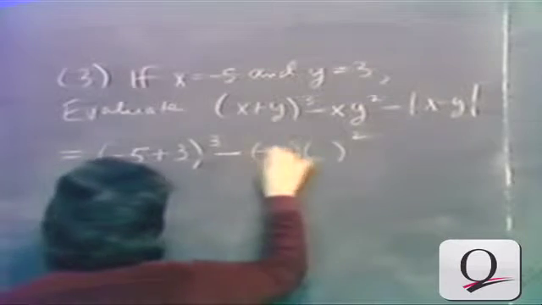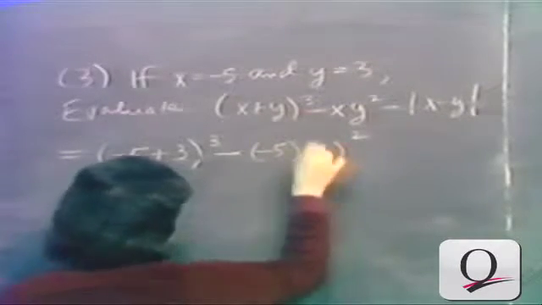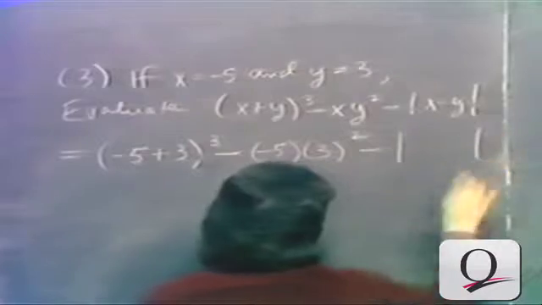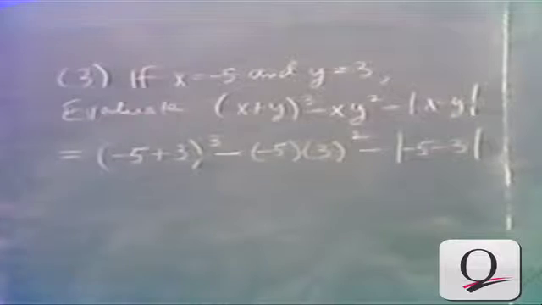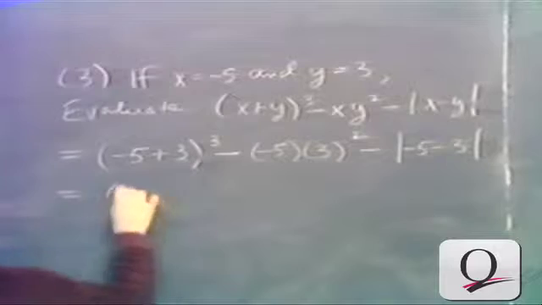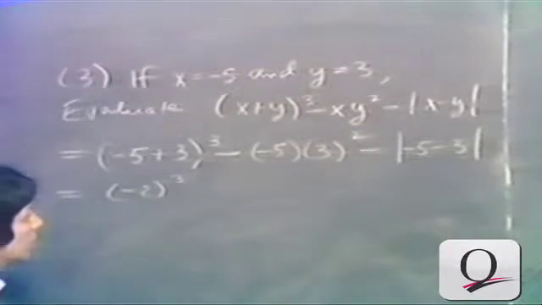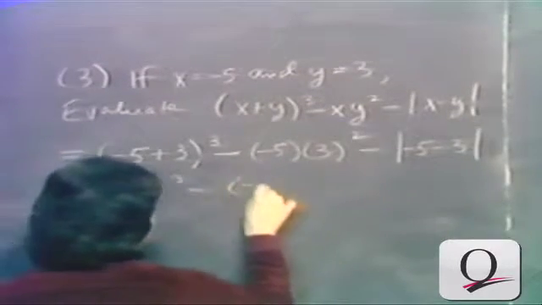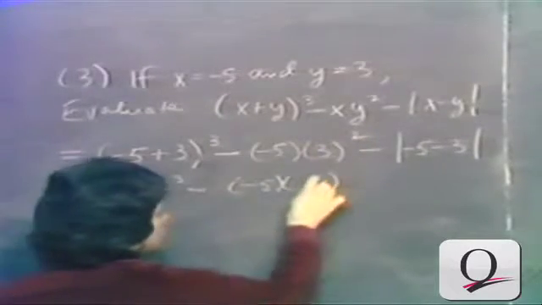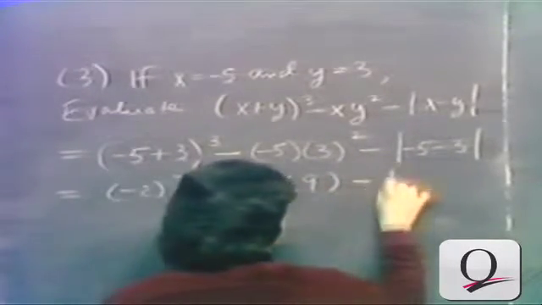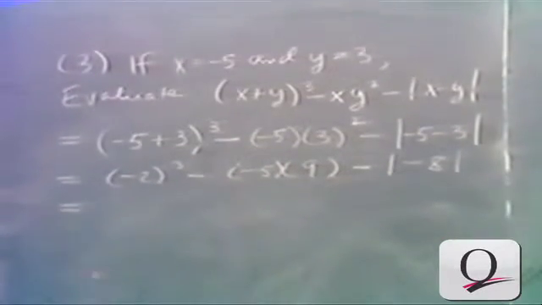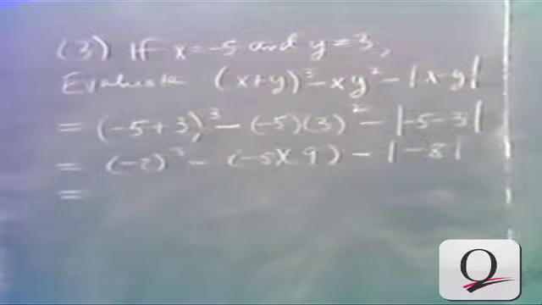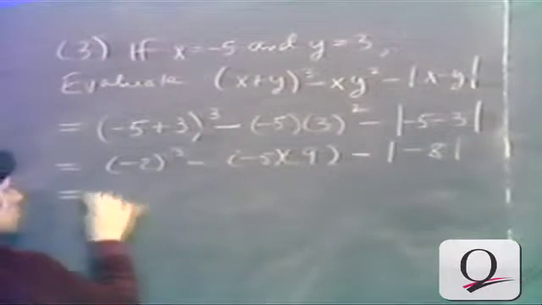X is -5, y is 3. Take away the absolute value of x minus y, minus 5 minus 3. Minus 5 plus 3, that's minus 2 cubed, minus 5 times 3 squared, which is 9. Take away now the absolute value of minus 8. Minus 2 cubed, minus 2 times minus 2 times minus 2, the result is minus 8.